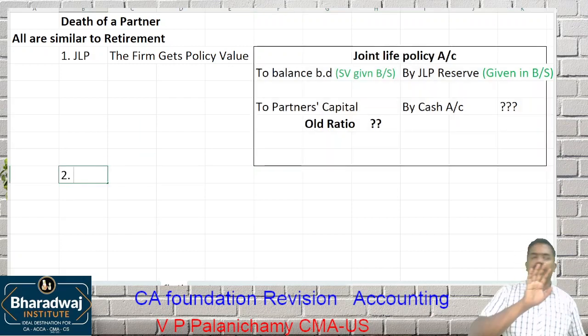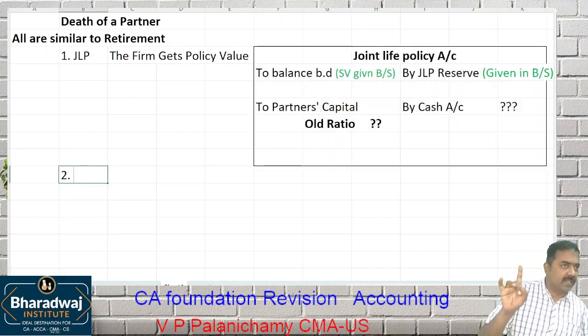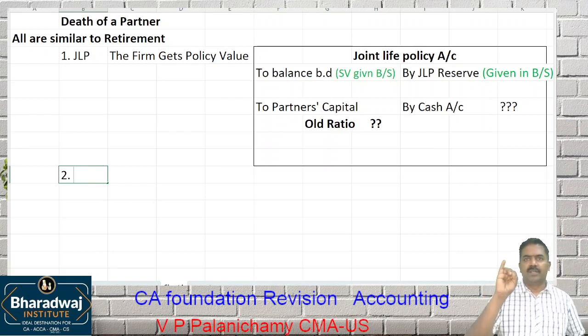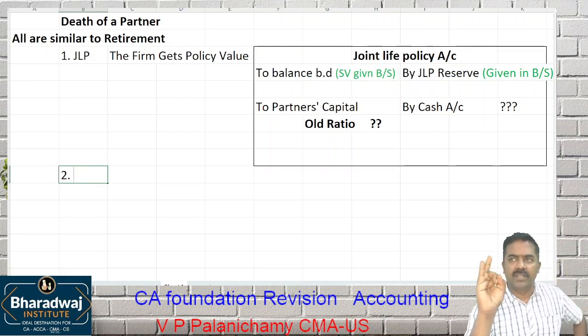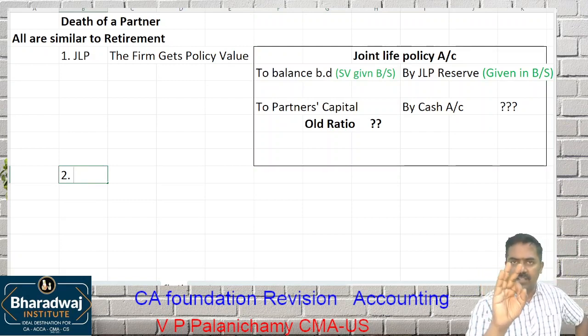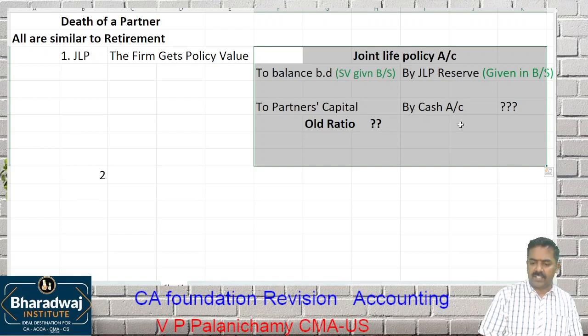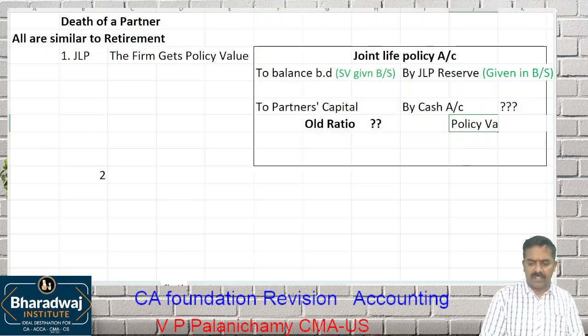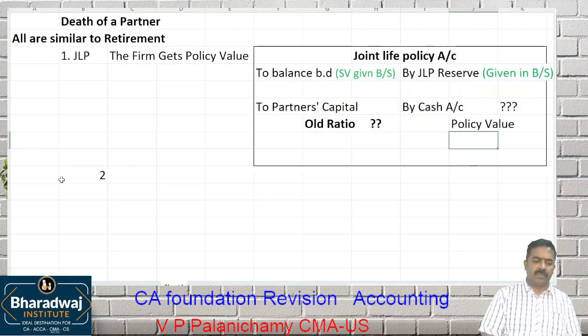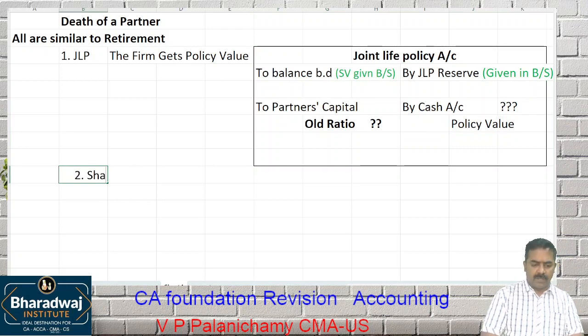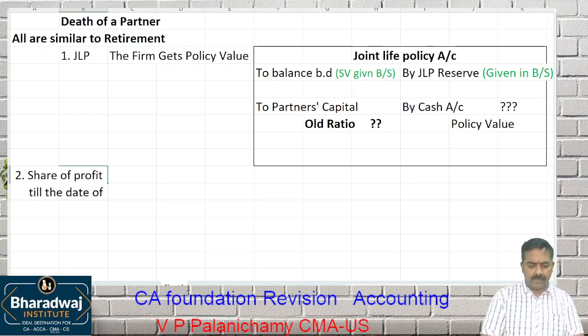Wait. All are similar to retirement. What do you mean by all are similar to retirement? New ratio, gaining ratio, goodwill treatment, revaluation treatment, then capital account preparation also same. Joint life policy is different because we adjust for the policy value. We'll get the policy value at the time of death of a partner. Second is share of profit, share of profit till the date of death.